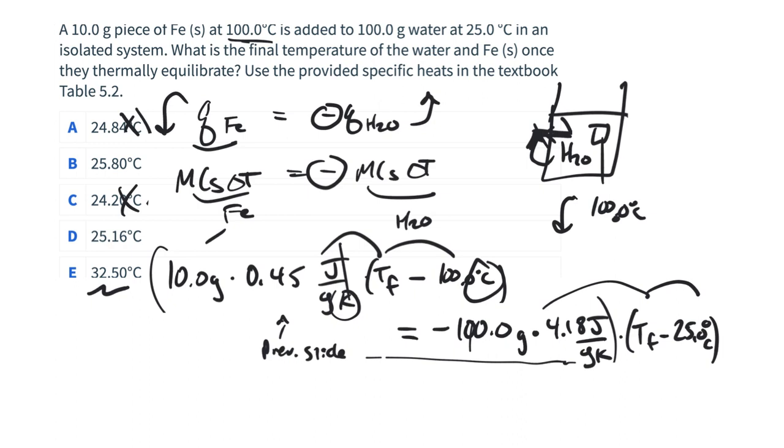But the other detail is that both the iron and the water have the same final temperature. So they're both going to end at the same TF. So the TF for iron and the TF for water is the same final temperature. So try to start the math. I'll give you a minute or two, and then I'll start trying to solve it too.